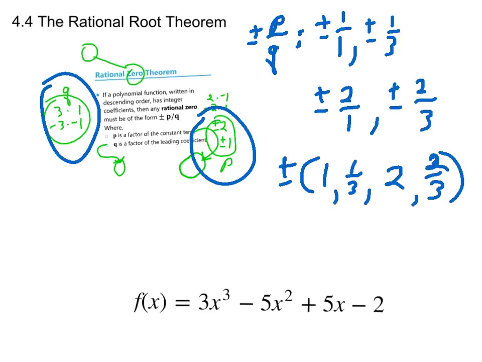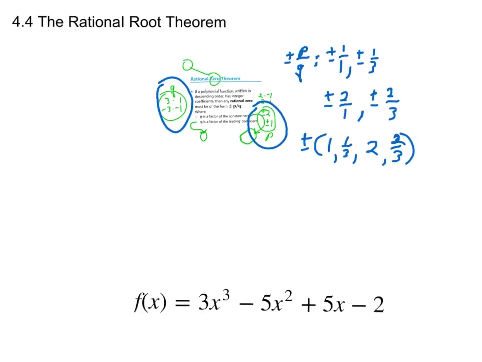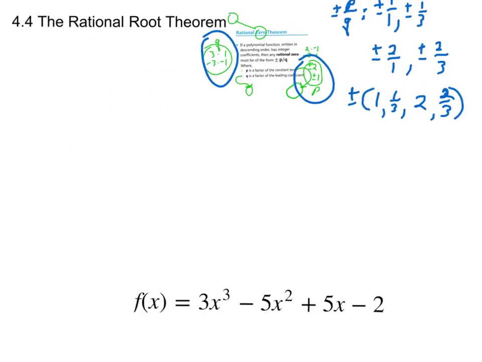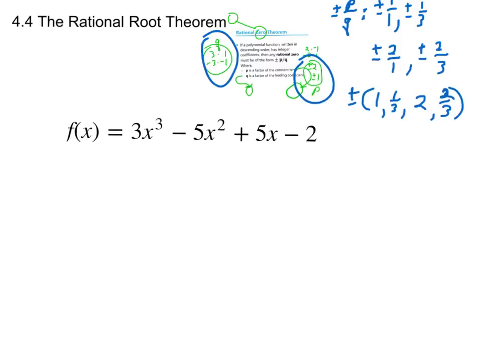So out of all the numbers in the world, we have 8 numbers to test. These 4, but plus or minus. So let's figure out which of these are actual rational roots. Well, here's our function. And we need to plug in those numbers.